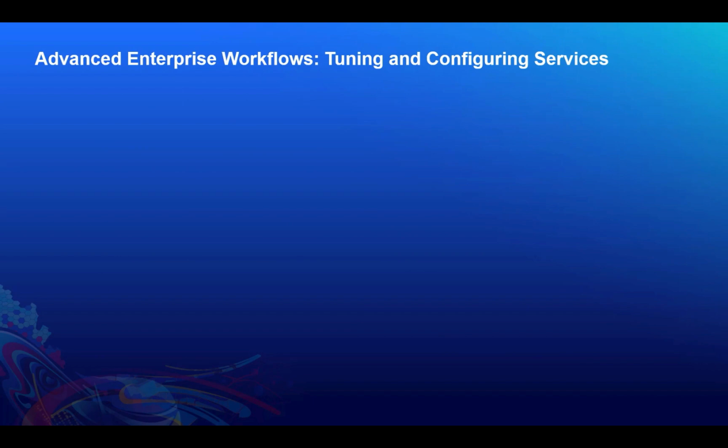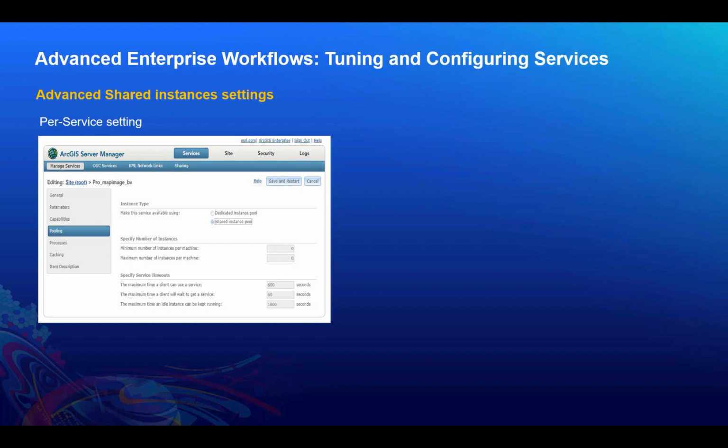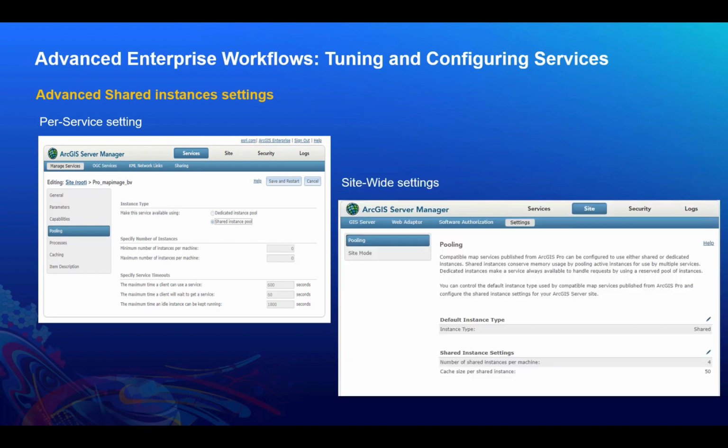So to configure the shared instance service on your site, you can either publish or switch an individual service as a shared instance, or set the shared instance type as default on your ArcGIS Server site. To switch an individual service to use the shared instance pool, you can change the instance type under its pool property. You can change a service instance type at any time. If the service type is not supported as a shared instance, this option will be grayed out in your ArcGIS Server Manager. To set the default instance type as shared instance on your ArcGIS Server site, you can update the default instance type using the pooling page under the Site tab in your ArcGIS Server Manager. Then, all the compatible services will use the shared pool by default.